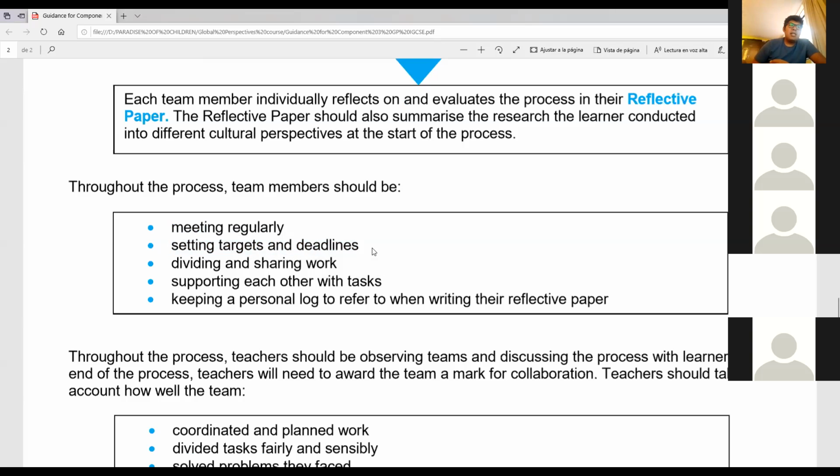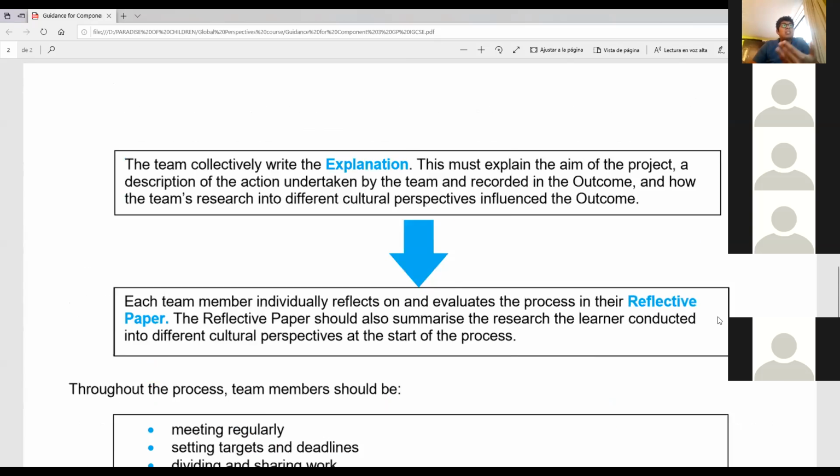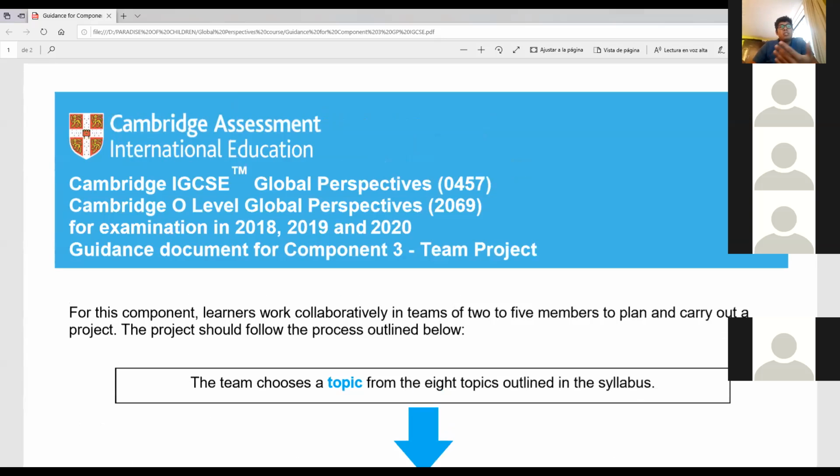Setting targets and deadlines. Also in the SMART plan, dividing and sharing work, supporting each other with tasks, and keeping a personal log to refer to when writing the reflective paper. All of those things have been specified in the chart above. So you're going to need to review it. Everything is here. This file, remember that this file is attached on the CNET.